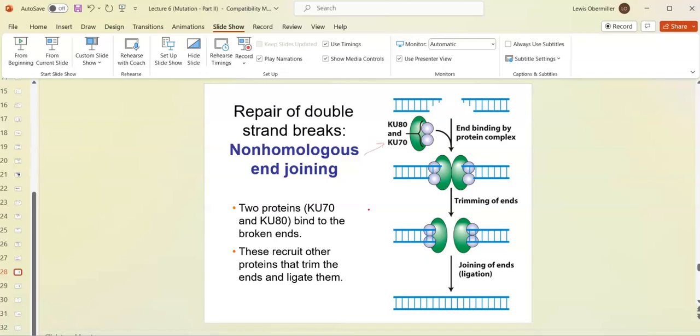Now, I don't care if you know the enzymes. I'm just showing you the enzymes here. So we have Ku80 and Ku70, they bind to the ends, right? And then they're joining them together through a ligation process.